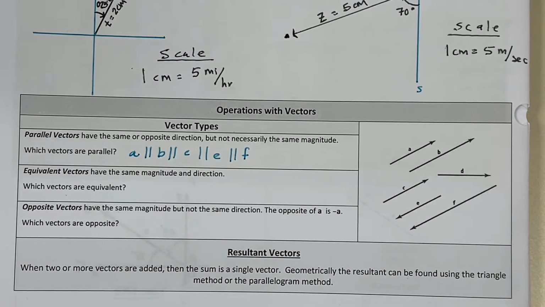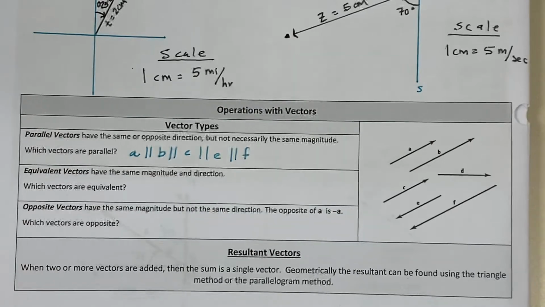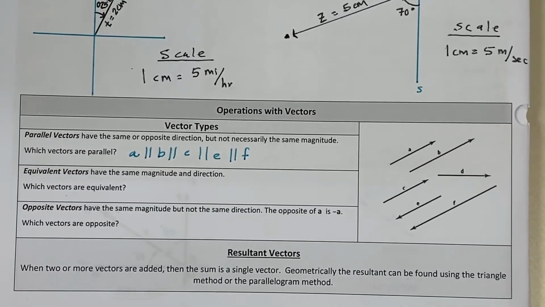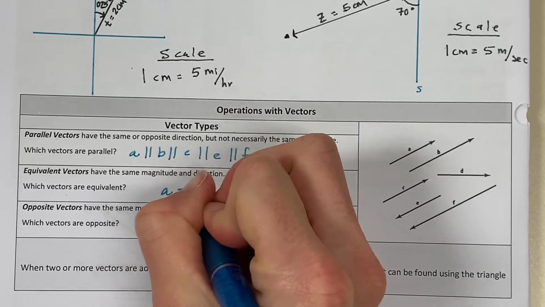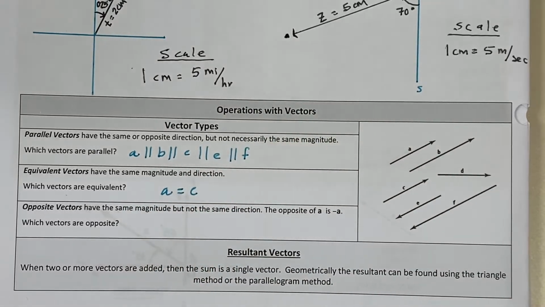Equivalent vectors have the same magnitude and direction. So if I look at all the vectors, it appears that A and C are the same length, and A and C also go in the same direction. So vector A would be equal to vector C.